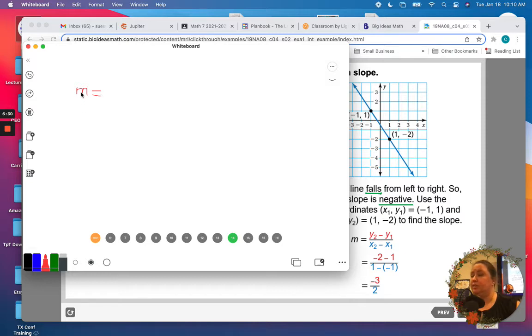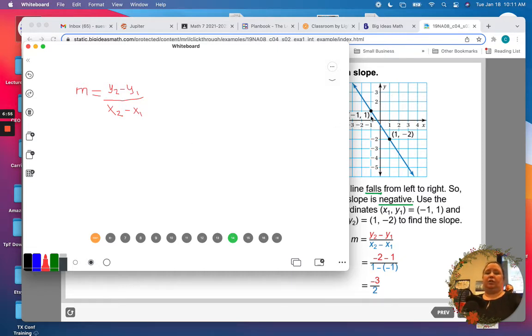The M stands for slope, don't forget that. And we have our equation, y2, write this down, minus y1 over x2 minus x1. Okay, so this is if you can't count it. This is if it's like a decimal and you can't count it very easily.